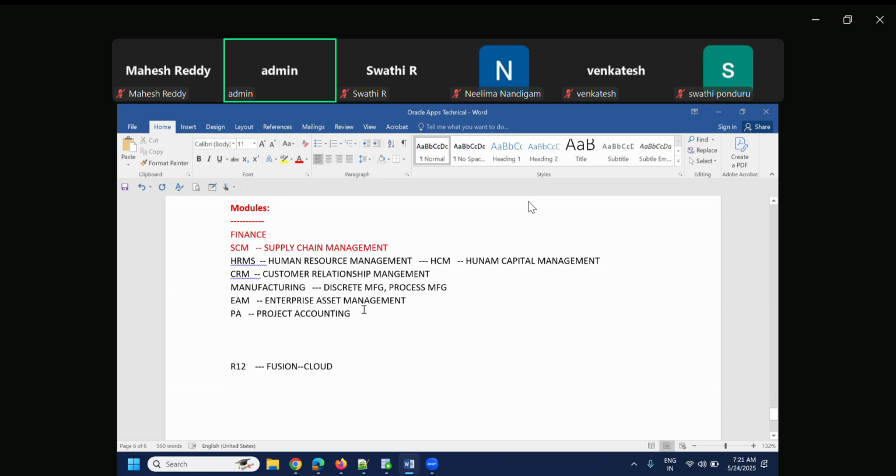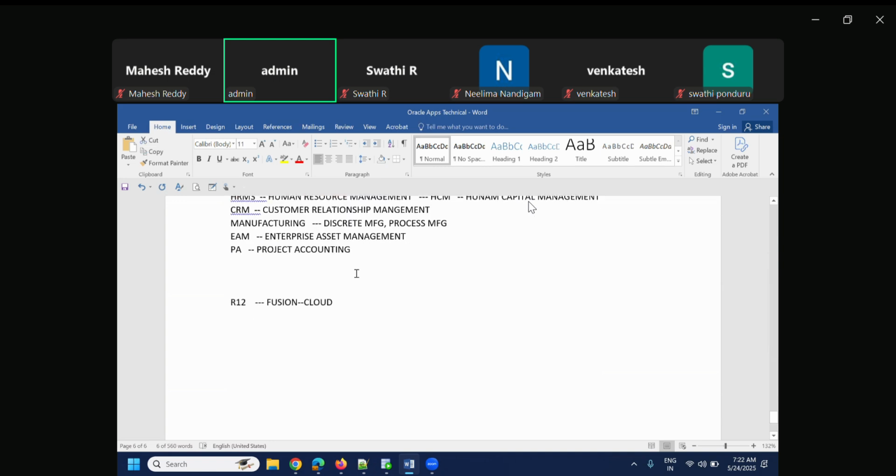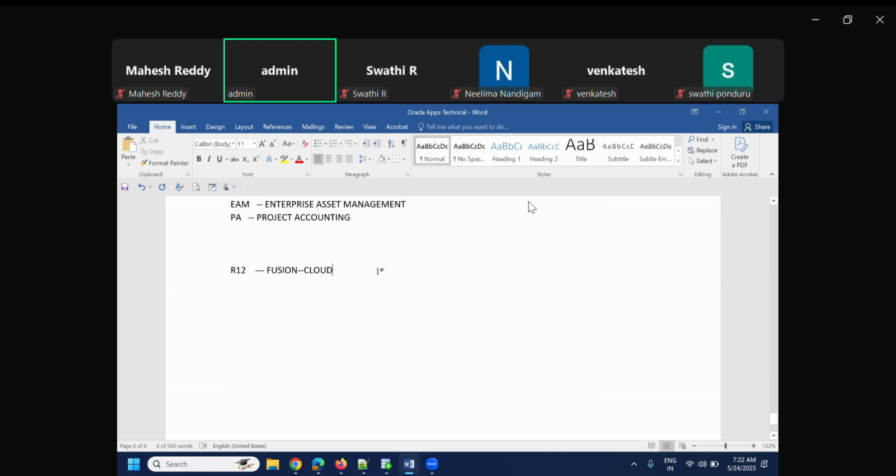If you get a chance in the future, maybe you get a project on HRMS, and at that time you will get experience. Otherwise, most of the requirements in the market are for finance and supply chain management. Most of the clients implement only these two. Sometimes if they implement others, you may get a chance, but there are separate HRMS developers. Forget about that. Mainly we are working on finance and SCM development. In finance and SCM, again we have sub-modules. Now we are going to discuss that.